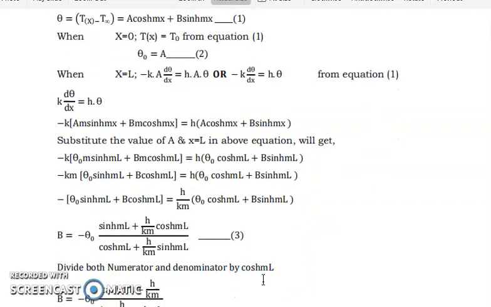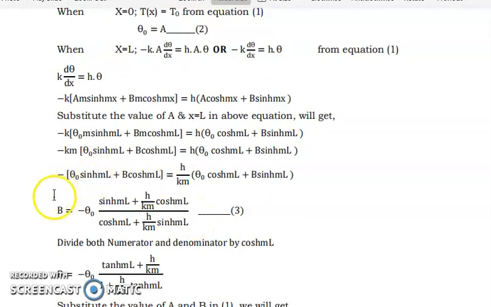So again we are going to simplify it. I can separate this b from the entire equation, I need the value of b. So b is equal to minus theta naught sinh(ml) plus h by km, divided by this value. This is equation number 3. Dividing both the numerator and denominator by cosh(ml), it becomes b is equal to minus theta naught tanh(ml), since sinh(ml) by cosh(ml) is tanh(ml), plus h by km.